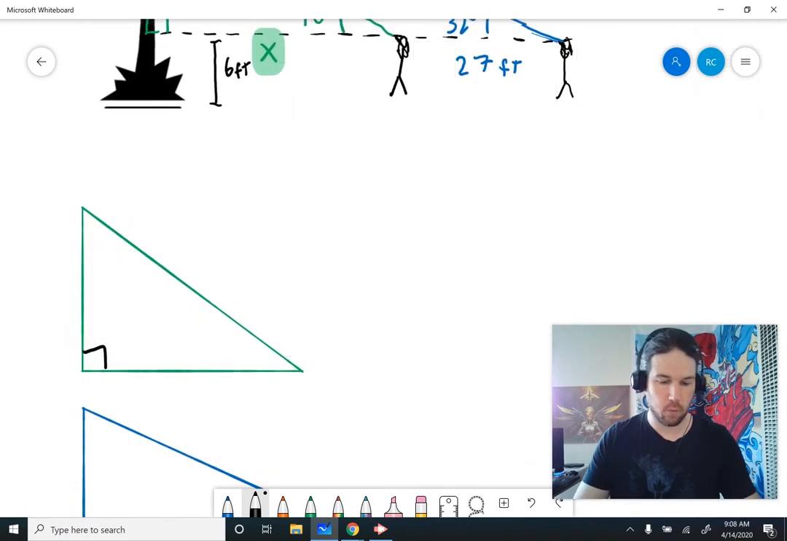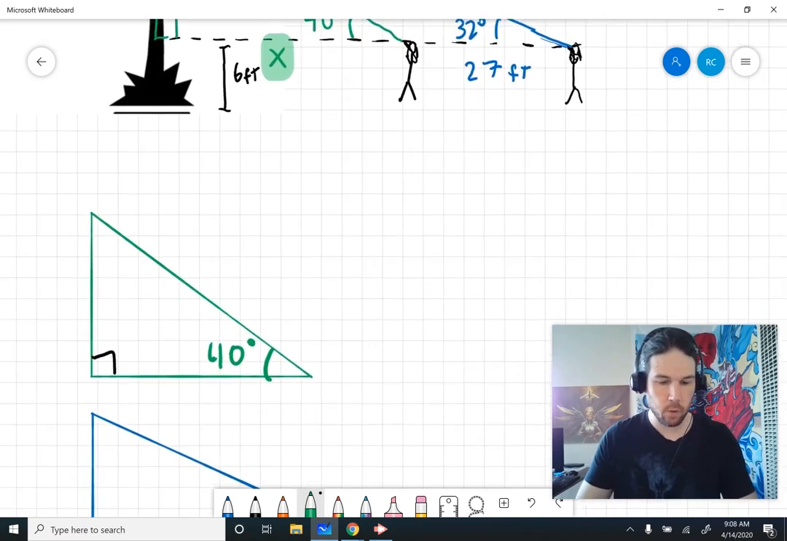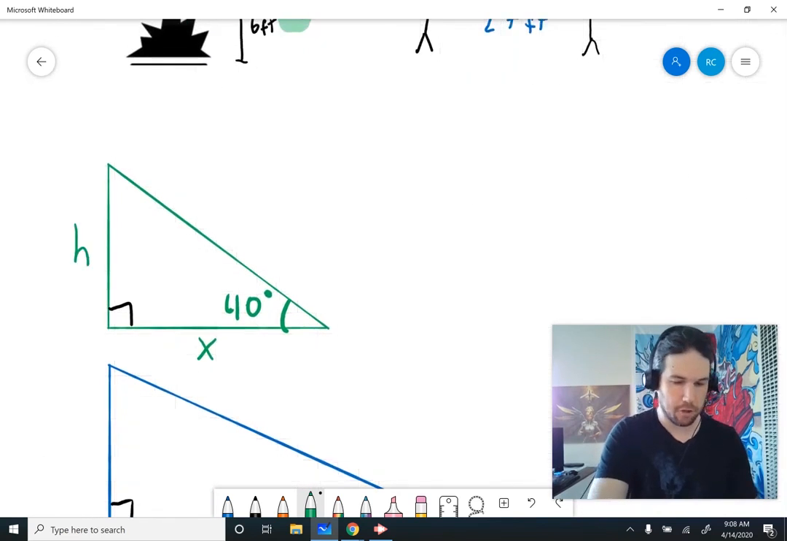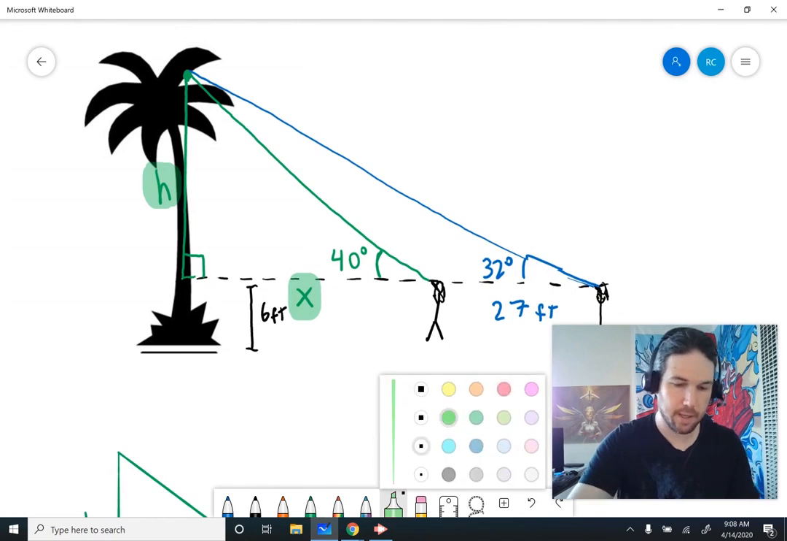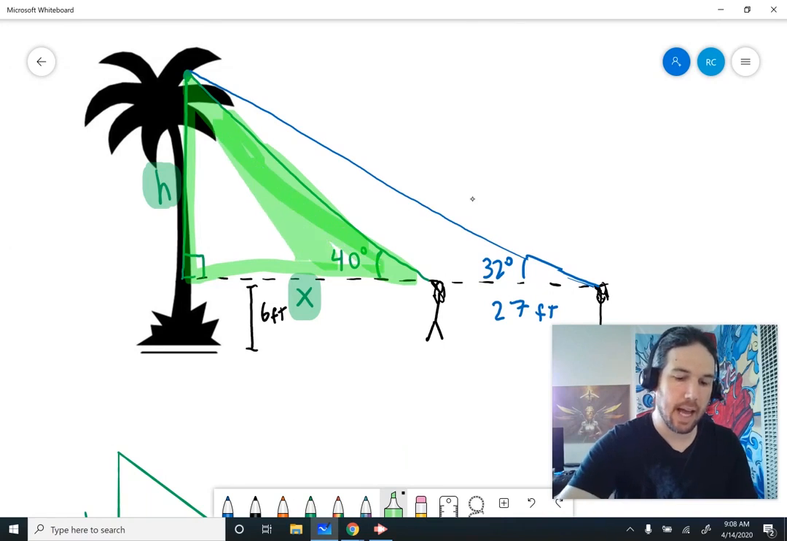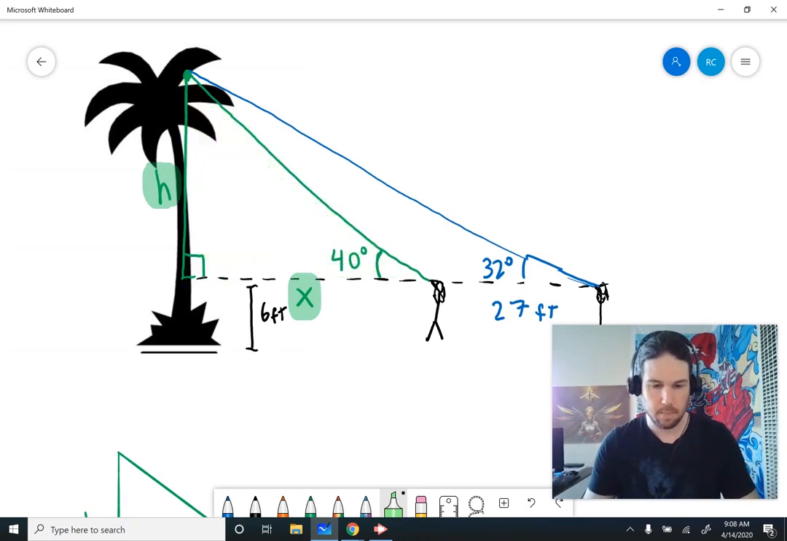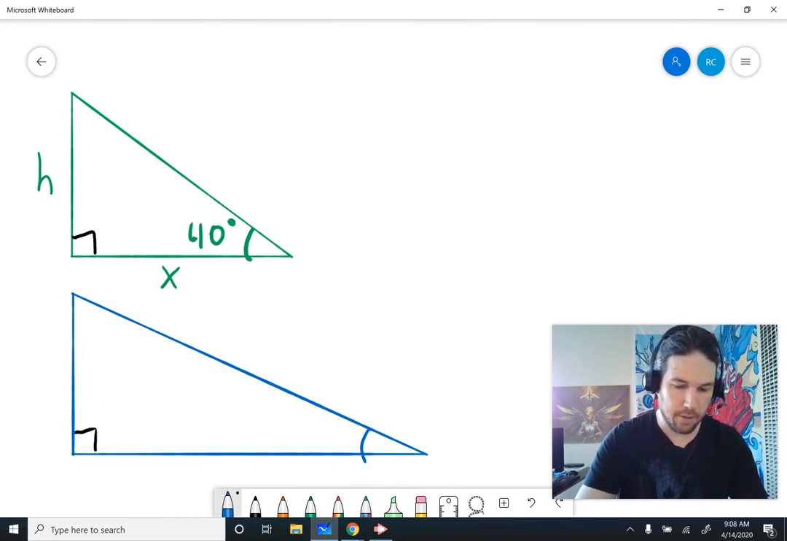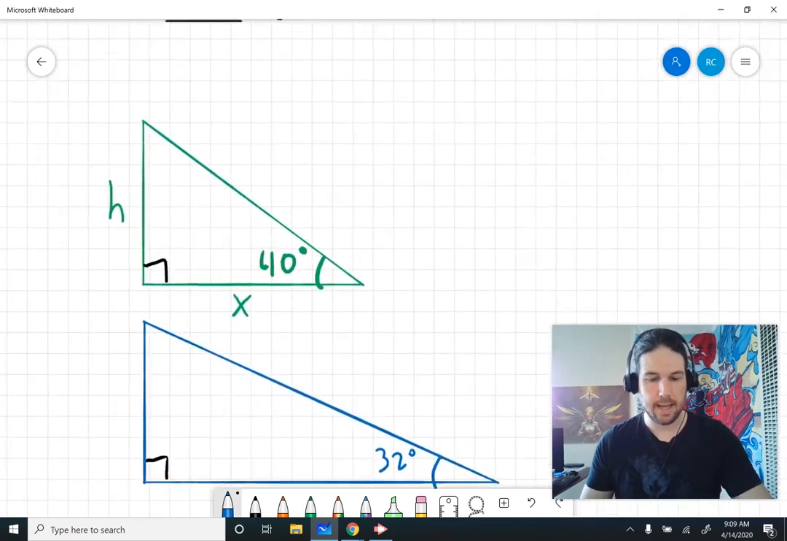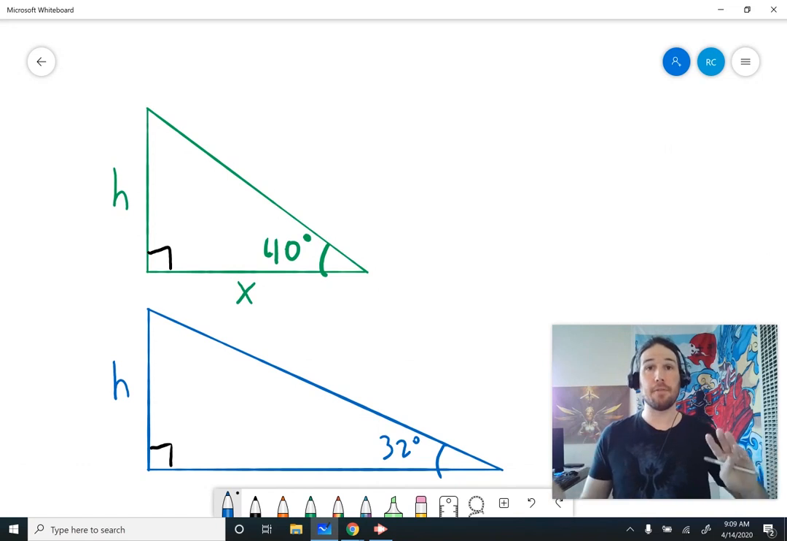So just looking at this green one, I see that I've got a 40-degree angle here, and we're calling the bottom side X, and we're calling the height H. All I did was I took this triangle right here, and just like we did with similar triangles, I am extracting it from the diagram and making it its own separate thing so that it's easier to see. Now, how about the blue one? Well, I see that the angle for the blue one is 32 degrees. And I see that the height of the blue one is still H. And that's going to end up being what saves us. The fact that both of these very different, non-similar right triangles have the same height is going to be what ends up saving us.